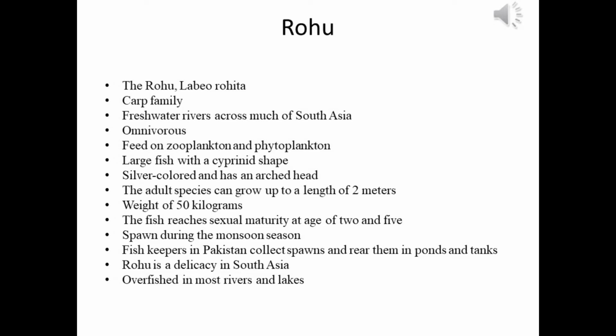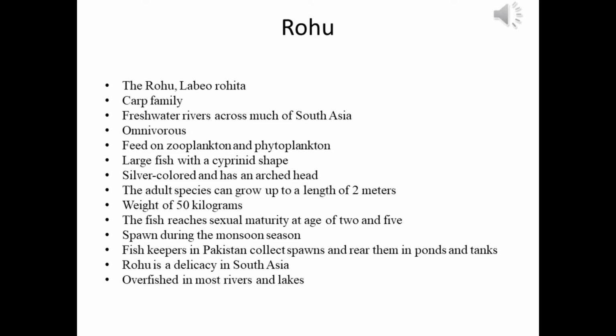Now the next is the Rohu. The Rohu, Labeo rohita, belongs to the carp family and it is found in freshwater rivers across much of South Asia. This fish is very delicious in taste and the species is omnivorous with different feeding styles for different ages. It feeds mainly on zooplankton and phytoplankton.